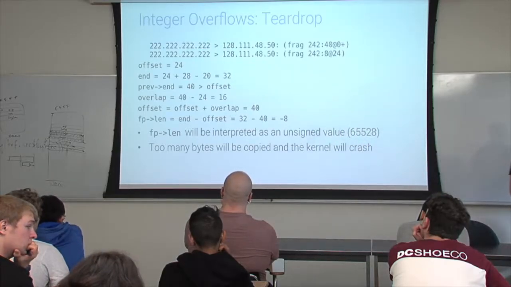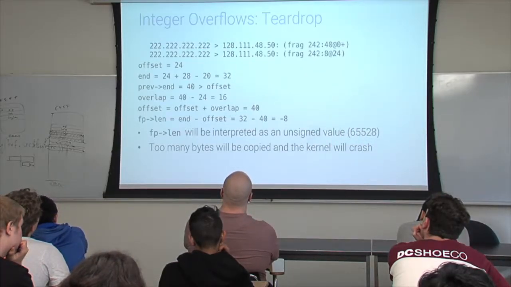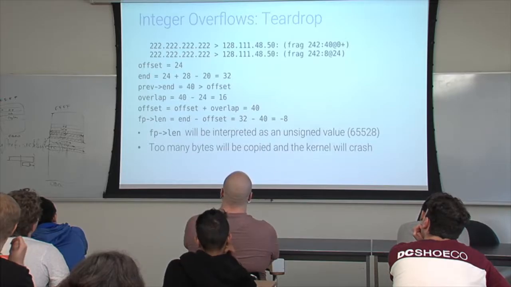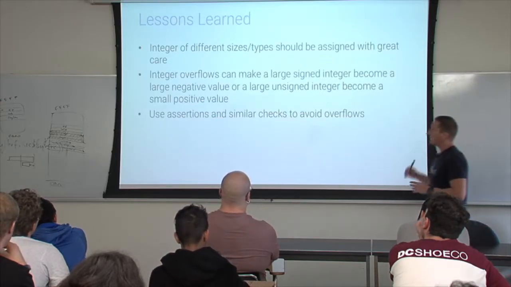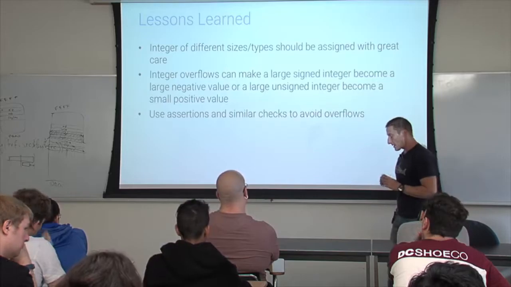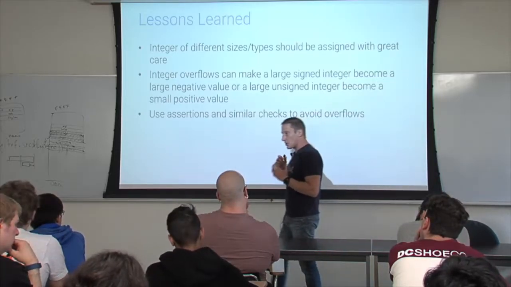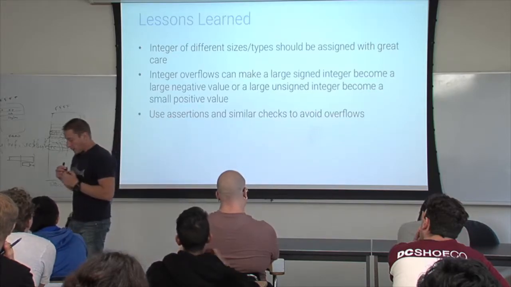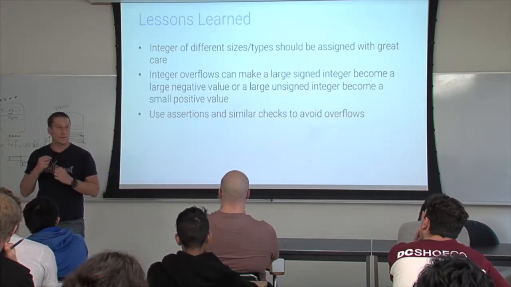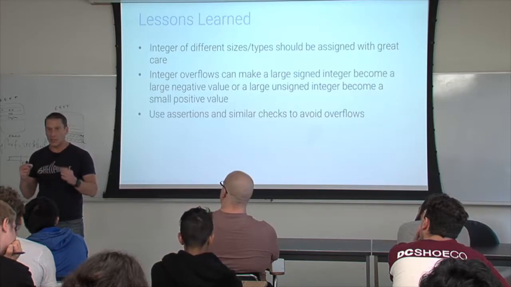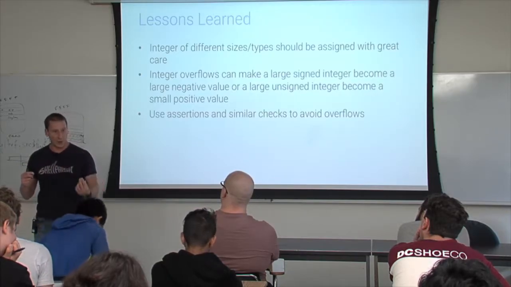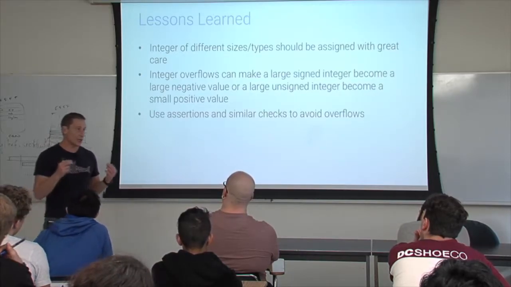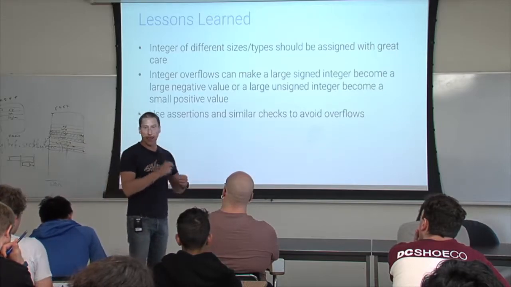Copy a bunch of crap on the kernel, and here you have your teardrop attack. This was many, many years ago, but a very cool way to see how subtle this condition can arise, how careful you have to be in understanding every integer, how it's used, how it's defined, what are the conditions that could bring it to be negative.